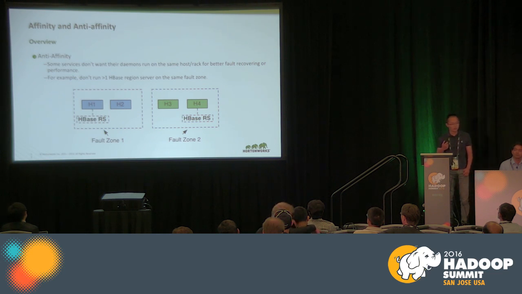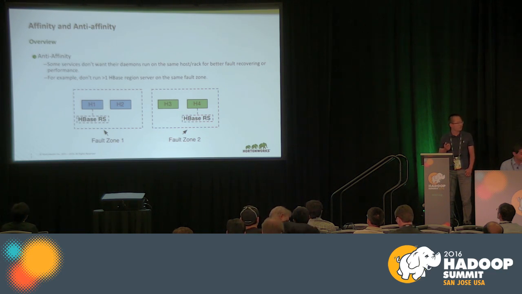So for example, in the example below, the service doesn't want the HBase region servers to run on the same fault zone. So host 1 and host 2 are in fault zone 1, and host 3 and host 4 in fault zone 2. So we just want to run one HBase region server on one fault zone.